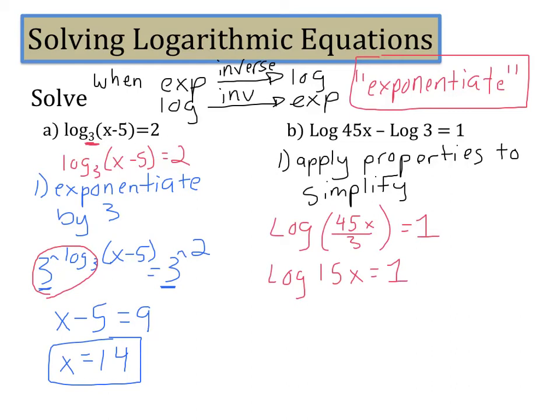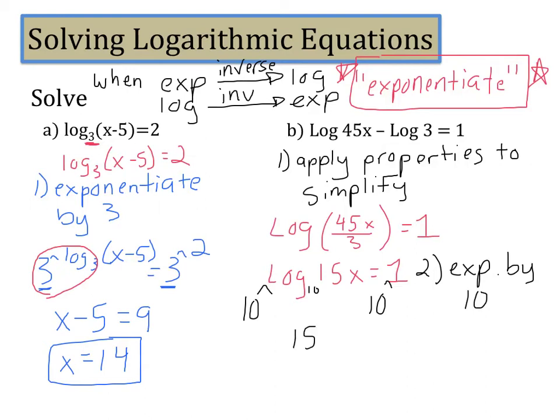So now I want to exponentiate both sides to get rid of the log. So the next step is to exponentiate. I'm going to do that by the number 10. I picked 10 because this is a common log. Technically, remember, there's a number 10 here. So I exponentiate both sides by 10. And when I do that, the log goes away and I'm left with 15x equals 10.